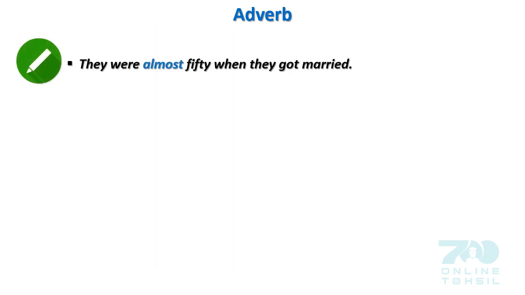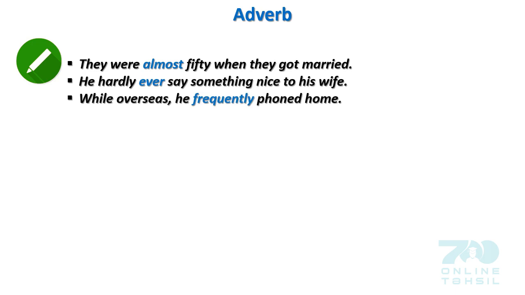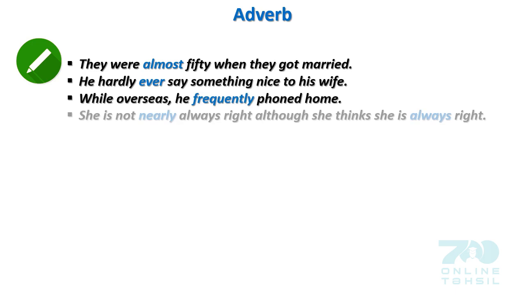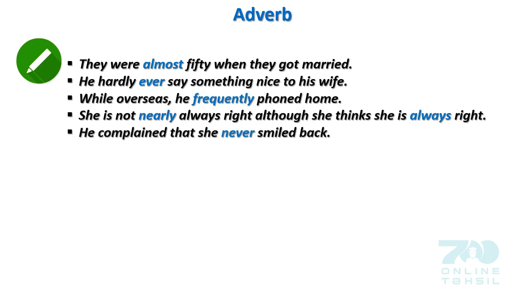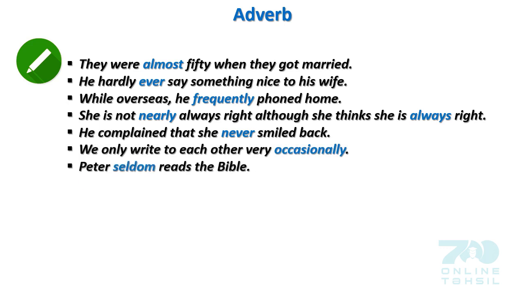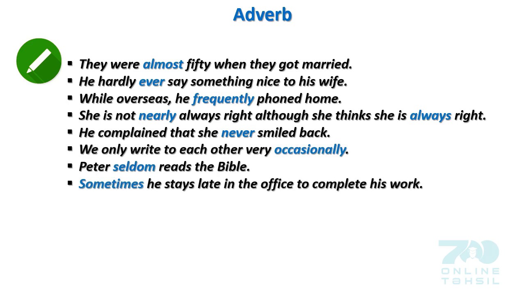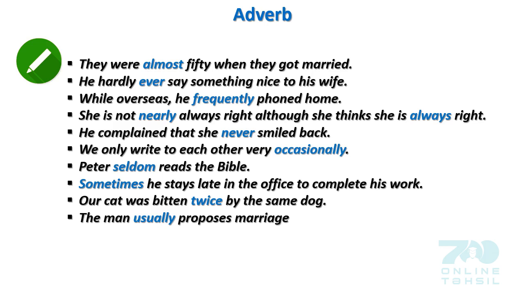They were almost 50 when they got married. He hardly ever says something nice to his wife. While overseas, he frequently phoned home. She is not nearly always right, although she thinks she is always right. He complained that she never smiled back. We only write to each other very occasionally. Peter seldom reads the Bible. Sometimes he stayed late in the office to complete his work. Our cat was bitten twice by the same dog. The man usually proposes marriage.